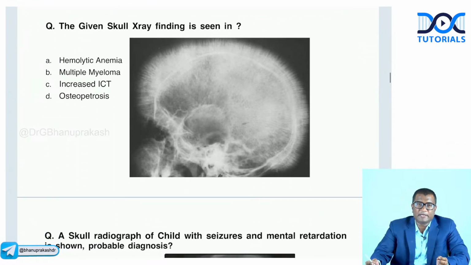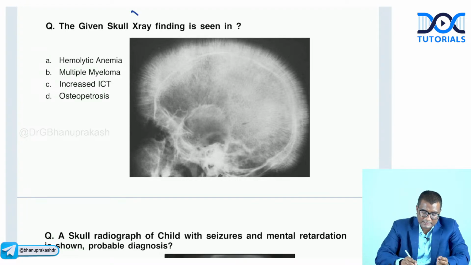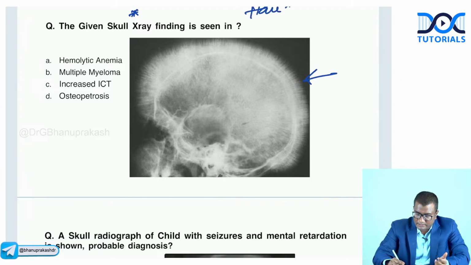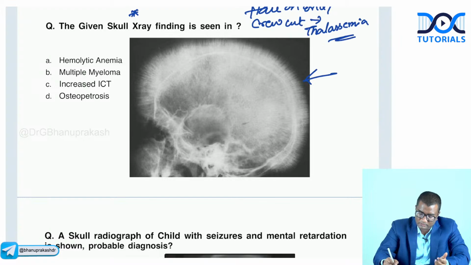Next thing, look at this next one. If you are given a skull radiograph and you are given this image, I hope all of you know, this is a classic hair on end appearance or crew cut appearance. Remember, whenever you are given this hair on end or crew cut appearance, the first answer should be thalassemia.